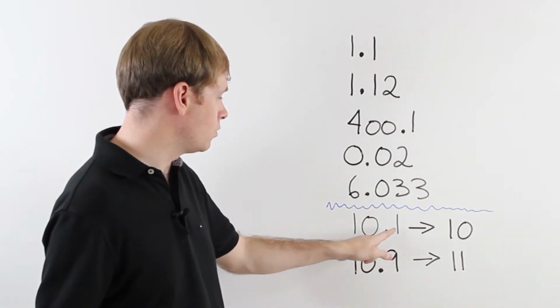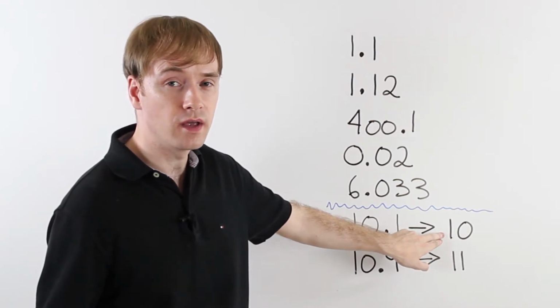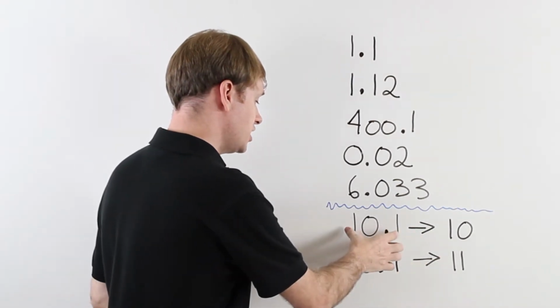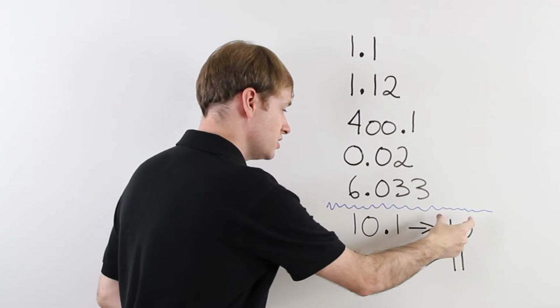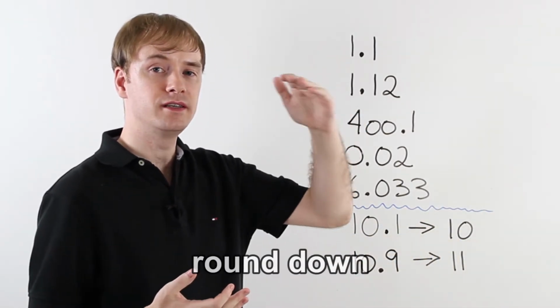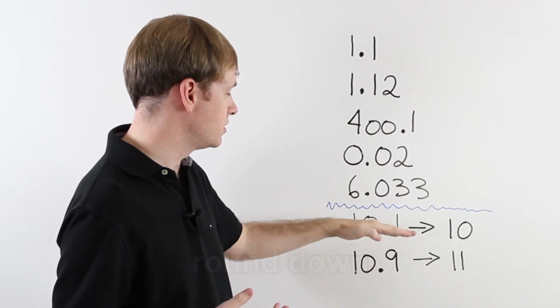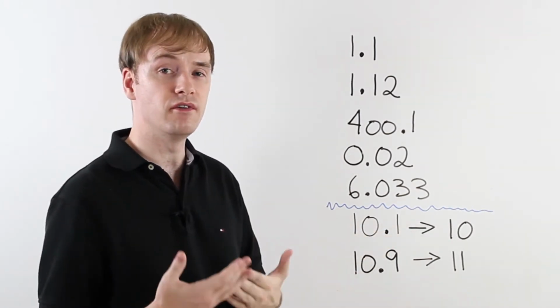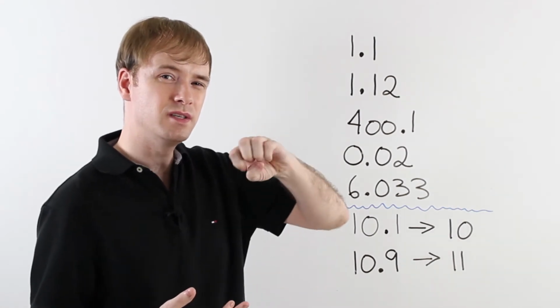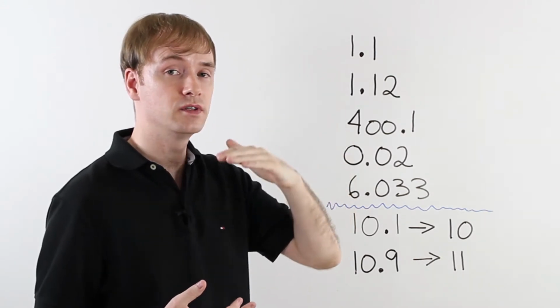Now, 10.1 is very close to 10, okay? So if we change 10.1, just change it to only 10, that's called round down, okay? Round down. So the closer, 10.1 is very close to 10, so we take away the 0.1 and just have 10, round down.